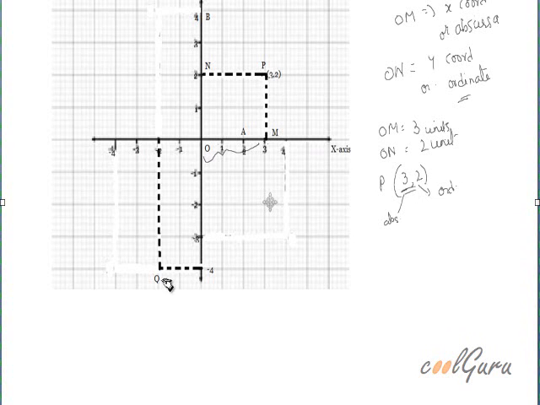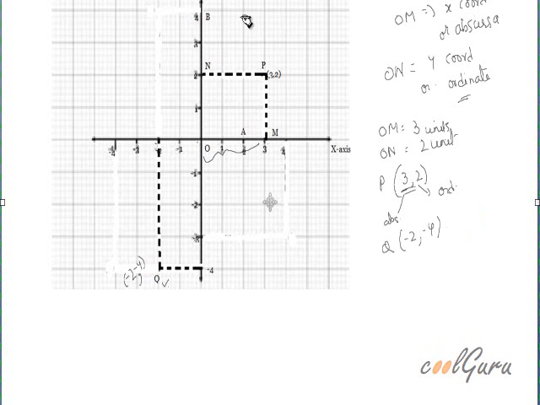Now take another example. Consider this point Q. In this case, this length is -2, so the abscissa is -2 and this ordinate is -4. So the coordinates of the point Q are (-2, -4).